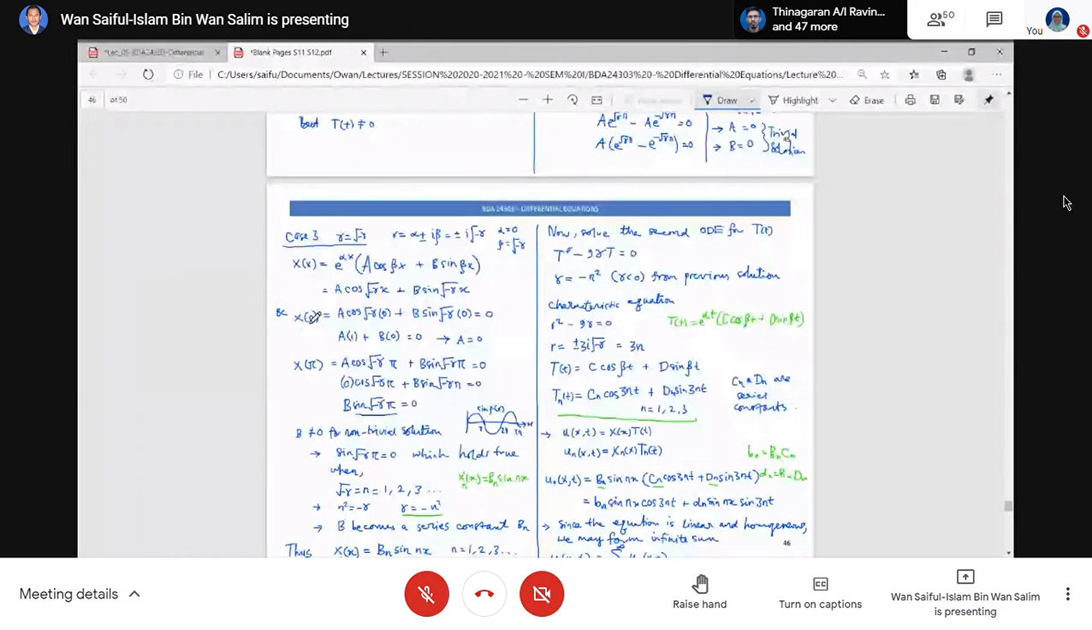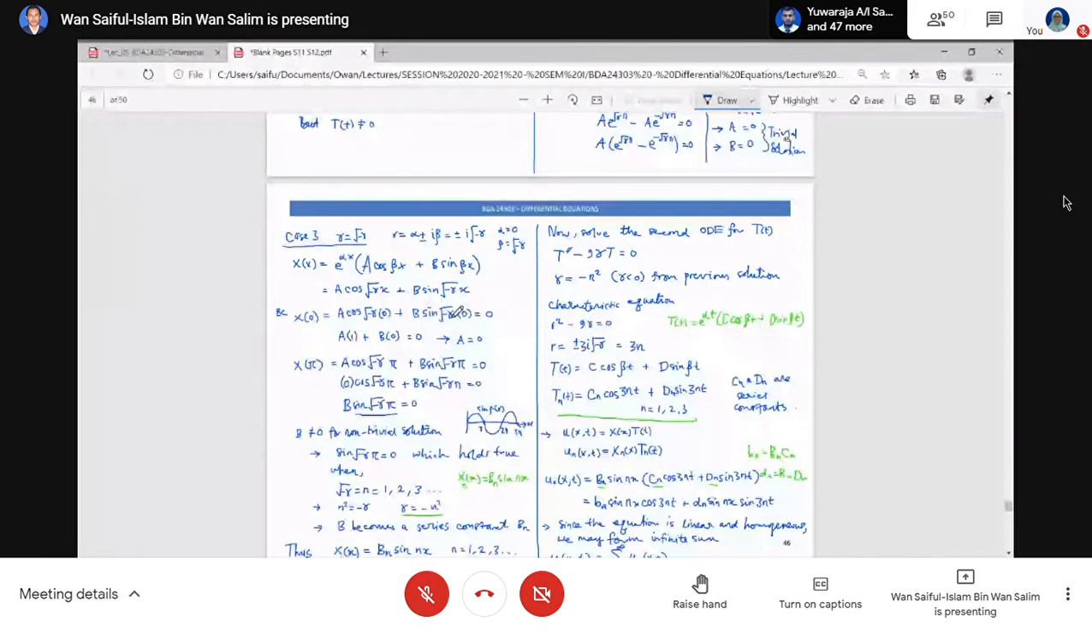So if you substitute x equal to 0 into this solution here, you will see that you get a times cosine 0 plus b times sine 0. And sine of 0 is 0. So this whole term becomes 0. You have a equals to 0. Okay, so we have a equal to 0.